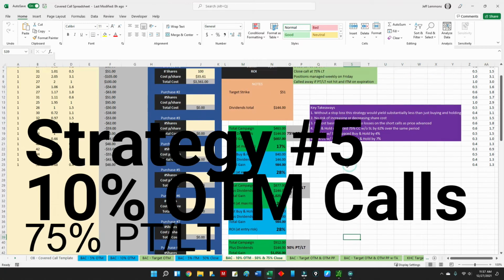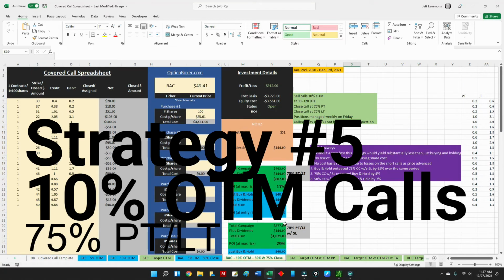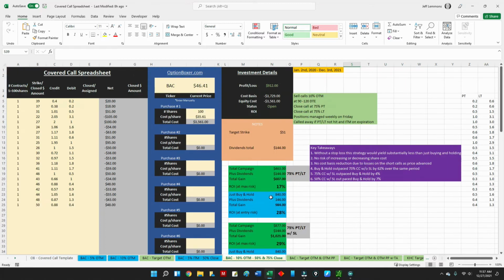So it gets a little bit more interesting here, and I was able to use this data to run a couple of different tests. But this one I ran all the way to December 3rd, and I was going to sell calls 10% out of the money at 90 to 120 days to expiration, and I was going to close them at a 75% profit target or a 75% loss target.